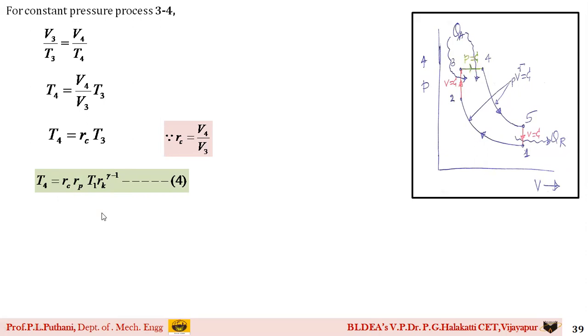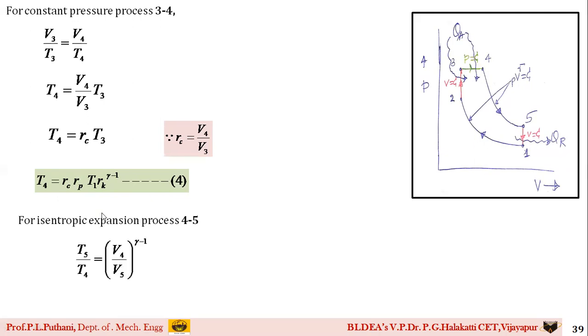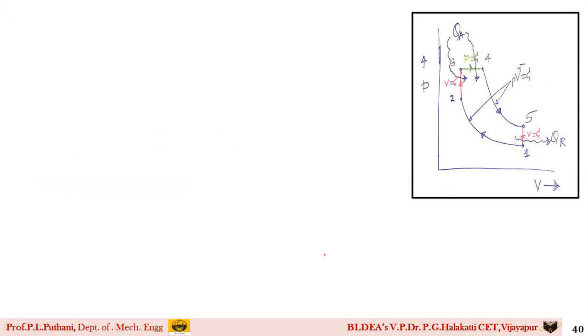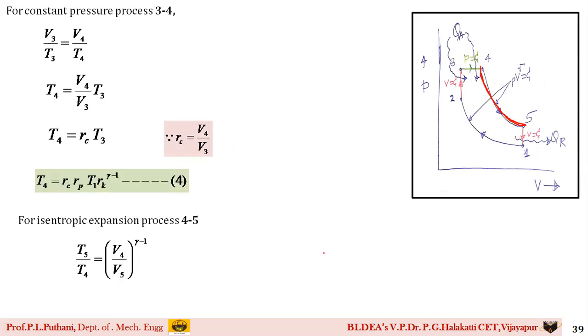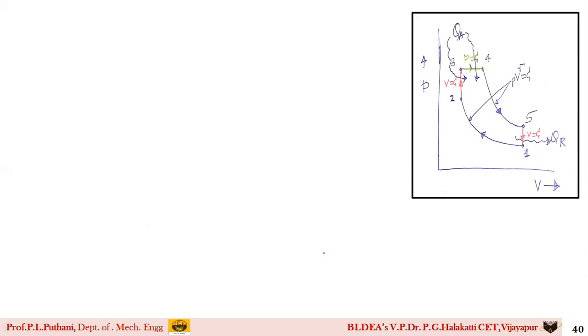The remaining term is T5. For T5, I need to write the equation for the 4 to 5 process. I write T5 by T4 is equal to V4 by V5 raised to gamma minus 1. Now, please observe very carefully, this is process 4 to 5. What you are seeing is an expansion process, isentropic, and I can write it as the expansion ratio, V5 by V4. So, students, I will write this in this form, that is T5 by T4 is equal to V4 by V5.